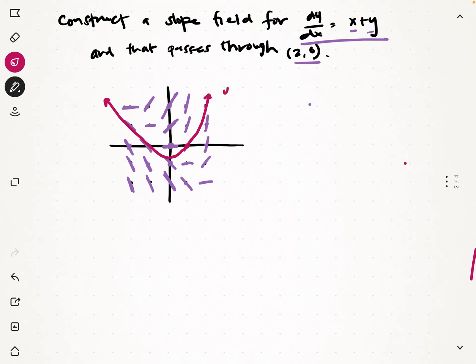So this would be a slope field for y passing through 2, 0.